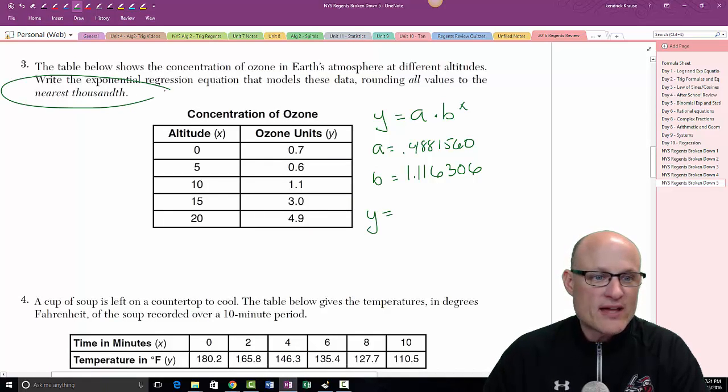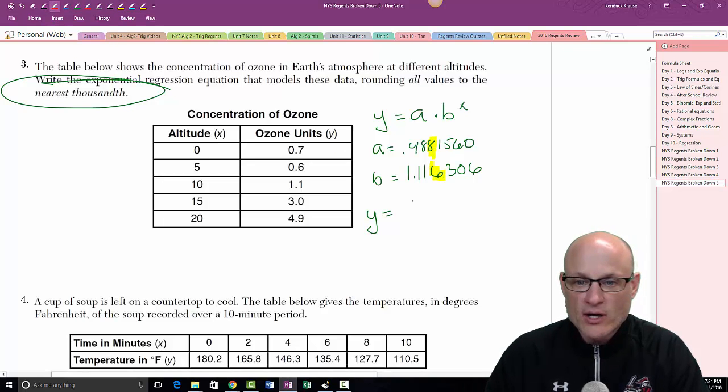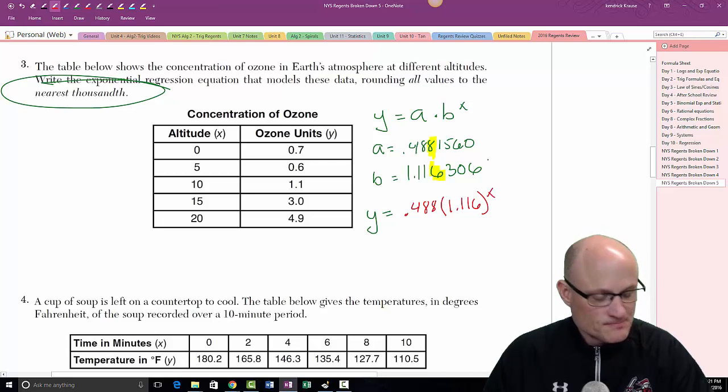We want to round to the nearest thousandths place. That's 3 decimals. So the good news is, I'm not rounding A. Y equals 0.488 times parentheses 1.116 to the x. That's it.